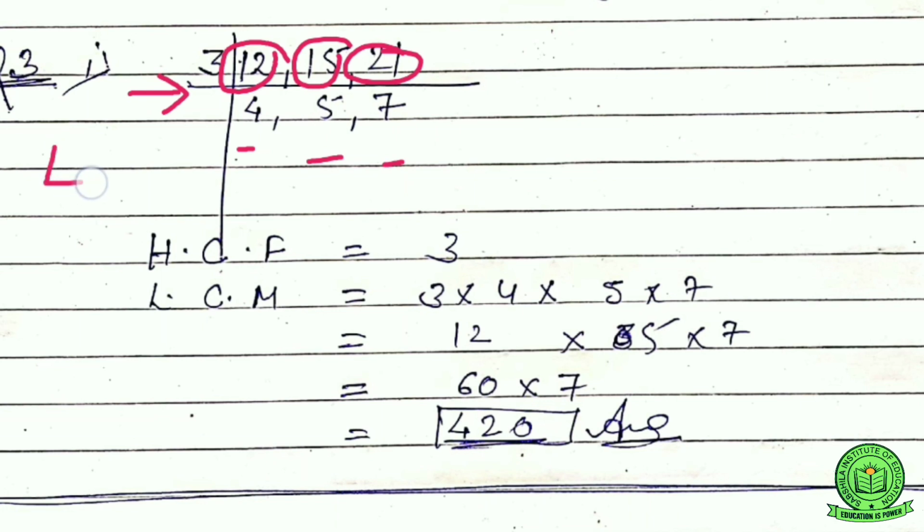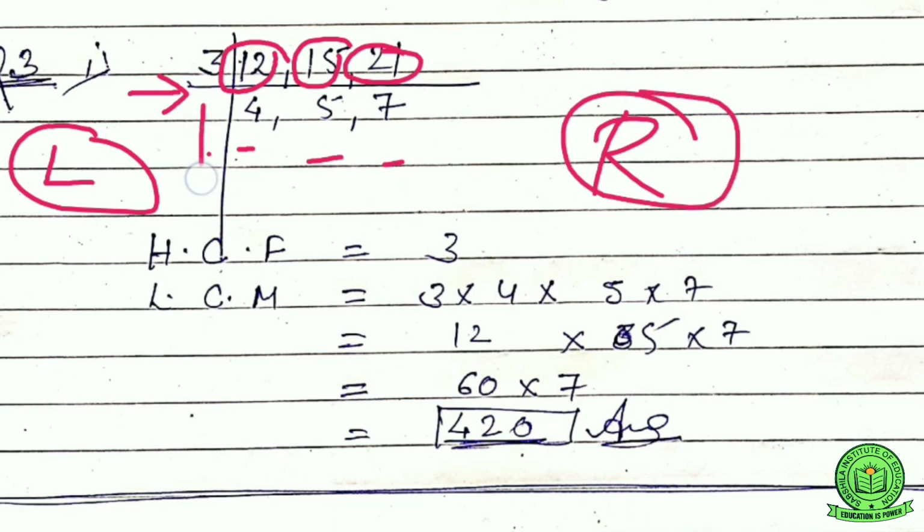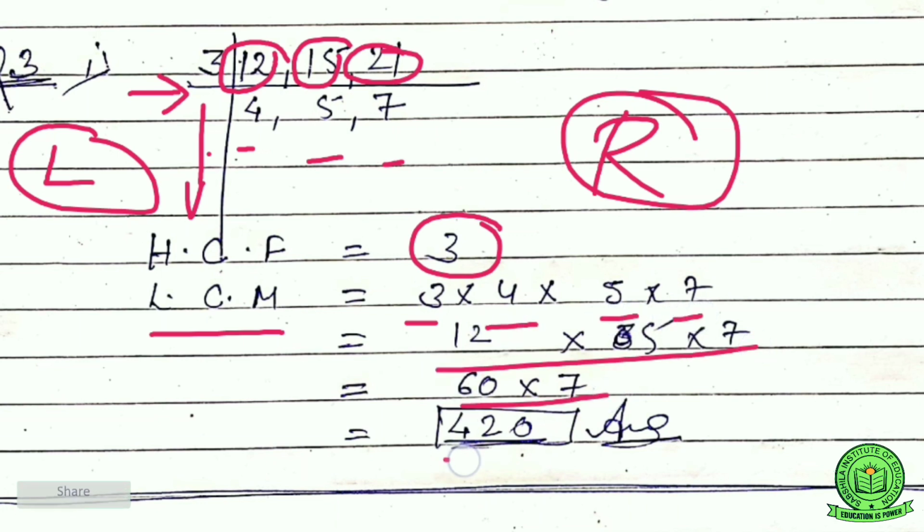Okay, so let's see the left side and the right side. What do we have on the left side? We have only 3. So HCF is what? 3. Okay, what LCM do we have? We have to see the left side and the right side also. What do we have on the left side? We have 3. And what do we have on the right side? That is 4 into 5 into 7. So if you multiply all the numbers, then you'll get what?